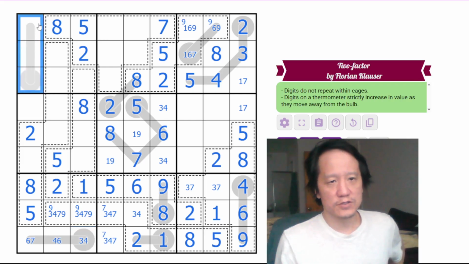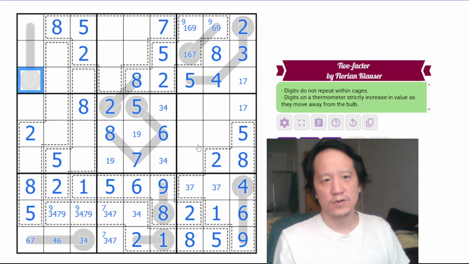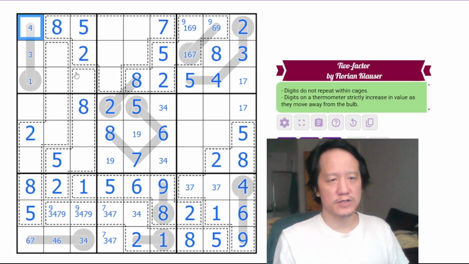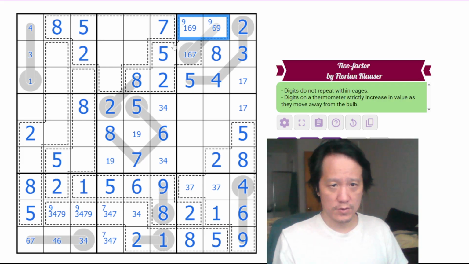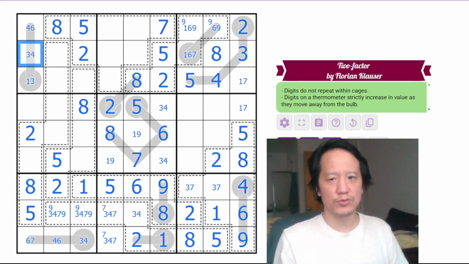What about these digits? So we have 1, 3, and 4 is possible. This cannot be 9 because of the 9 in that row. So this is at most 6. At most cannot be 5. It's 4 at least. This is 1 or 3. This can't be 3. This has to be 4, which forces this to be 6. That means this can't be 6. This is 7, so this can't be 7 here, which forces this to be 7.